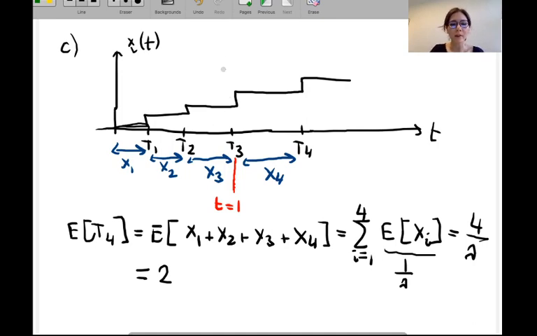Now, under this information, if I ask you what is the expected value of T4, you just forget about this past, and you just take 1 and add it to the expected value of this random variable X4, which is just 1 over lambda as before. So the result is going to be 1 plus 1 over lambda. But let's do it more rigorously.